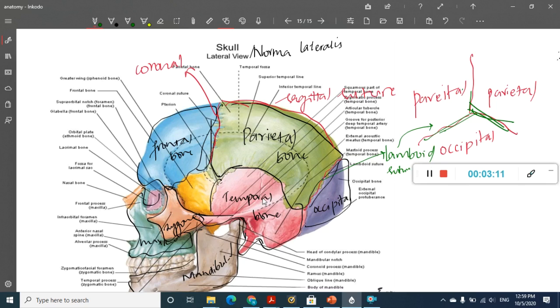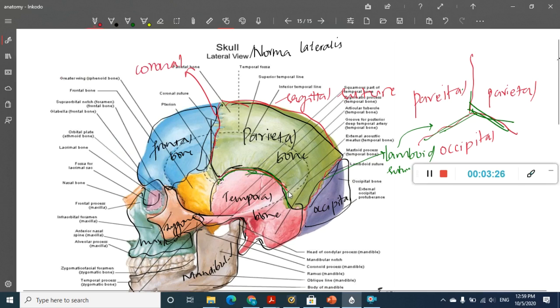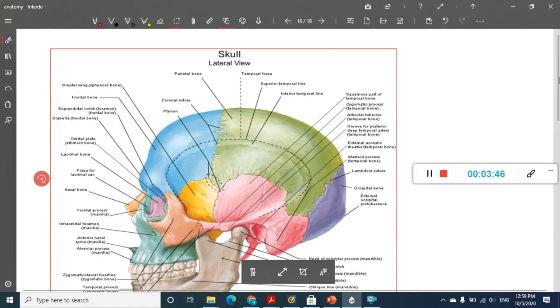Then we have one more suture, which you see between the parietal bone and the temporal bone. What is this suture called? As the name says, parieto, and this is not the temporal bone itself, this is the squamous part of the temporal bone, so it is called the parieto-squamous suture. So these are the different sutures and bones seen in the lateral view of the skull.